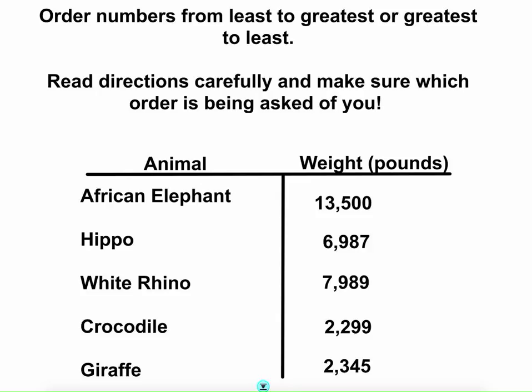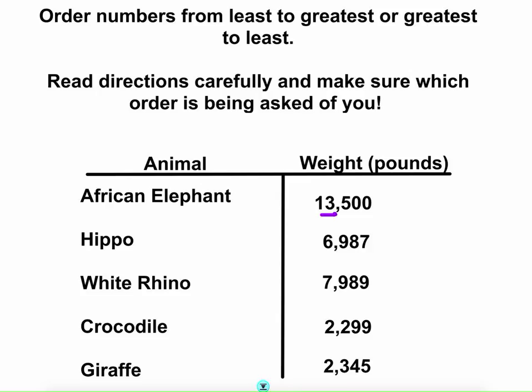So if I want to list these animals in order from least to greatest, I'm going to use the animals' names because I want to put the animals in order, but I'm going to use their weights to help me. If I wanted to just do the numbers, the weights in order, I could do that. But I want to put the names of the animals in order from least to greatest. Okay? So quickly I am scanning, right? And I'm always starting towards the left.